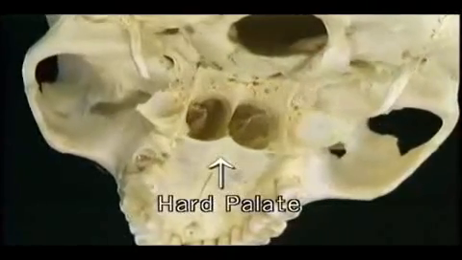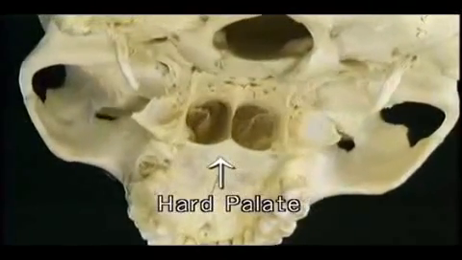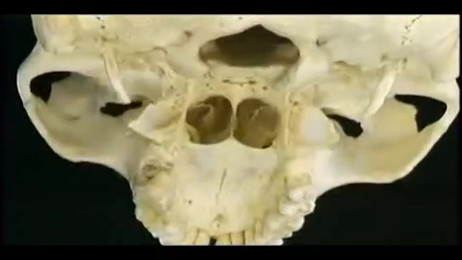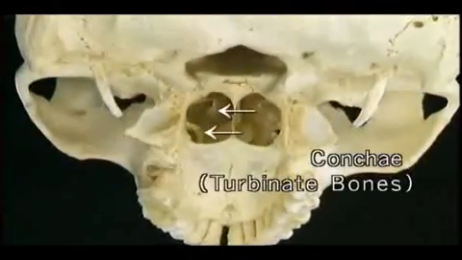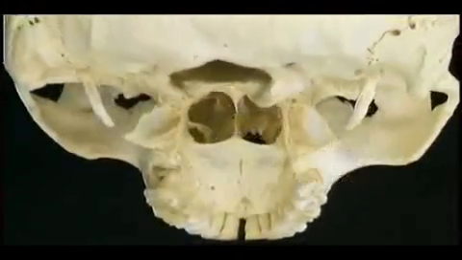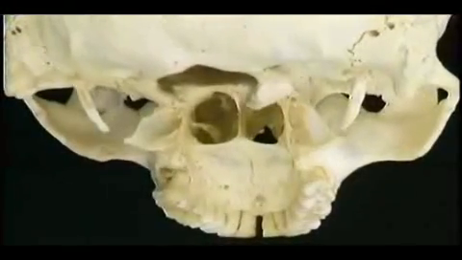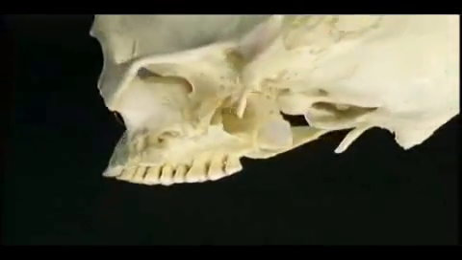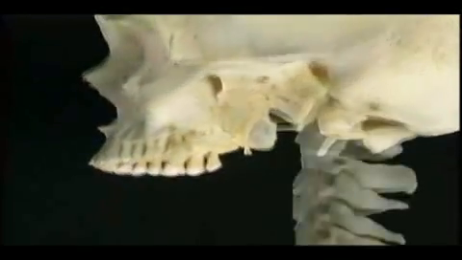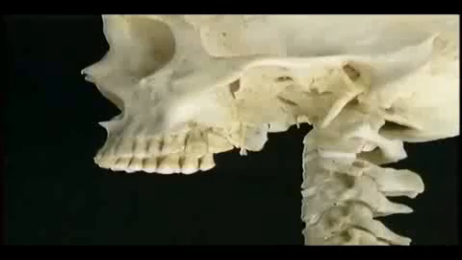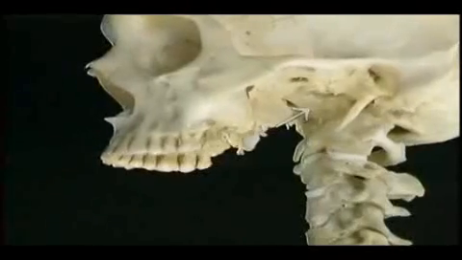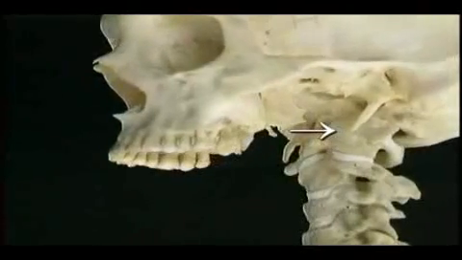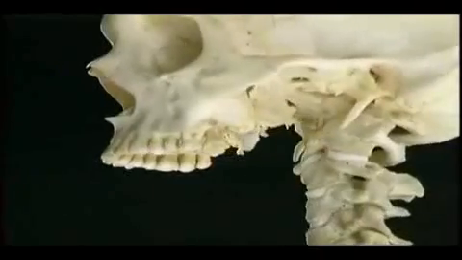The hard palate forms the roof of the mouth and the floor of the nasal cavities. Here inside the nasal cavities are the conchae, or turbinate bones. We'll look inside the nasal cavity in the next section. The posterior nares open into the nasopharynx, which lies in the space between the medial pterygoid plates, the base of the occiput, and the anterior arch of the atlas vertebra.